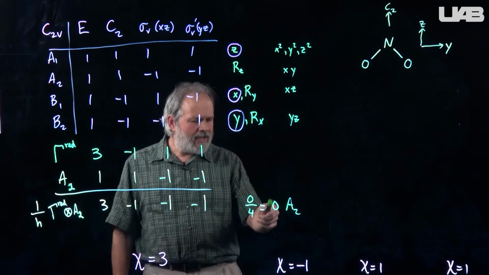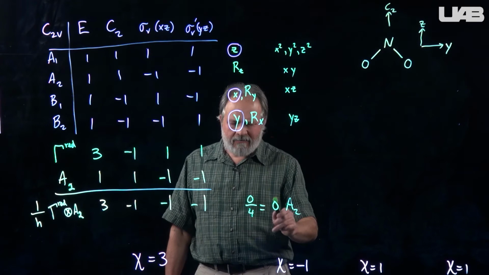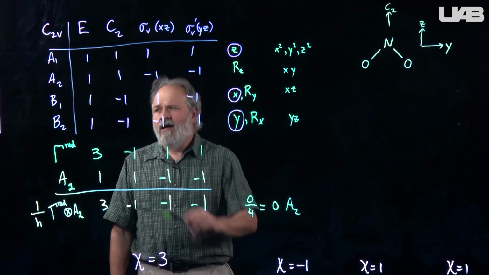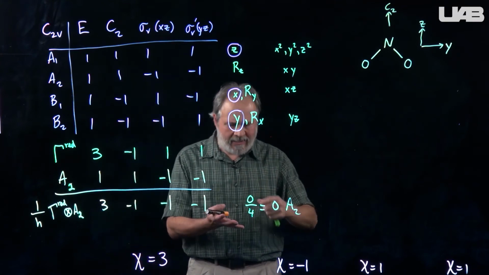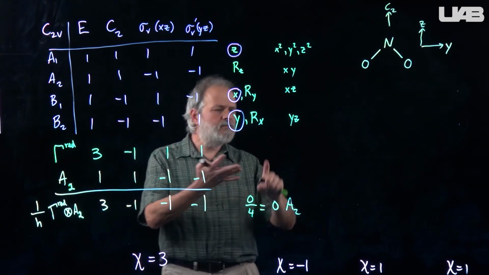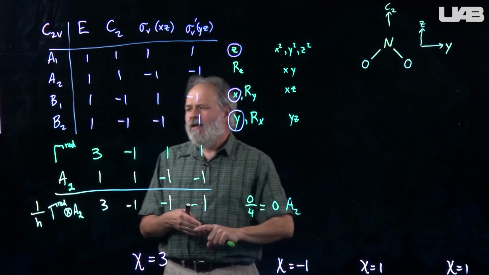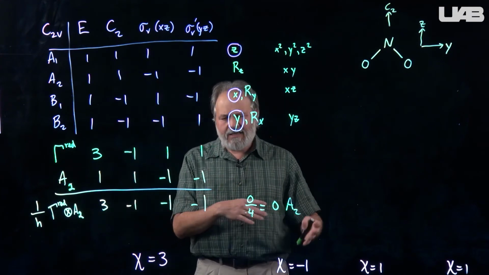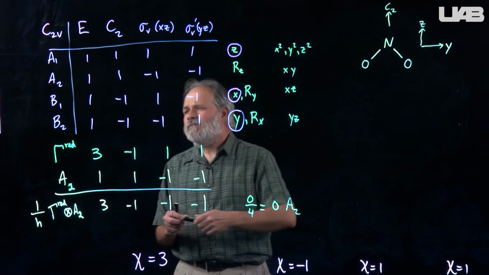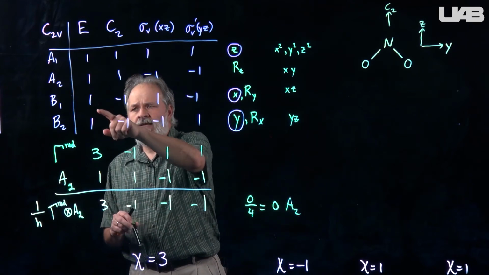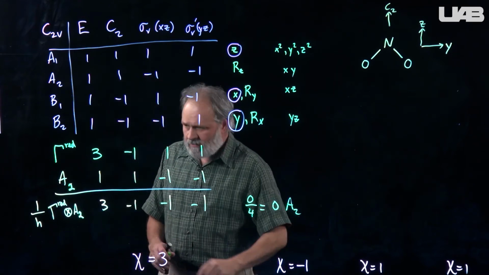I do want to point out, as you're doing this, you should never get a fractional number of A1, A2, B1, or B2. You'll get something like there's 0 of them, or 1 of them, or 2 of them, and so on. This is not true mathematically in general, but for chemistry applications, this should be the case.